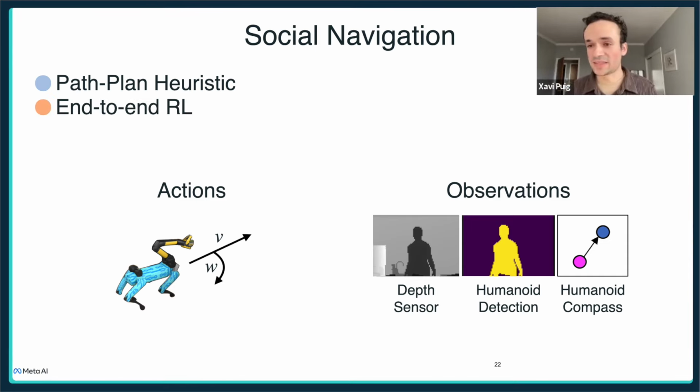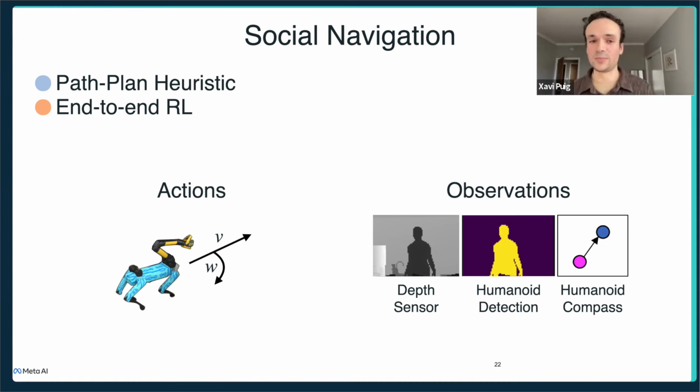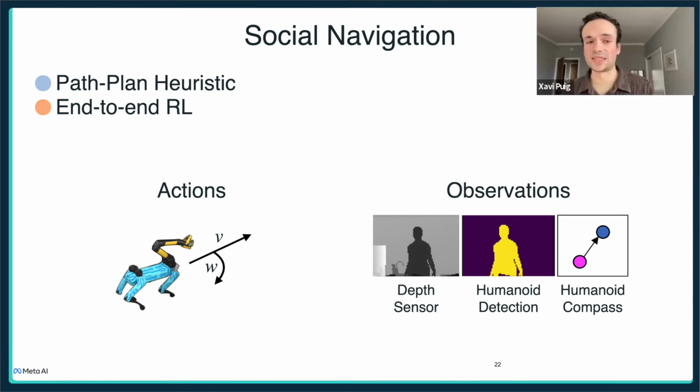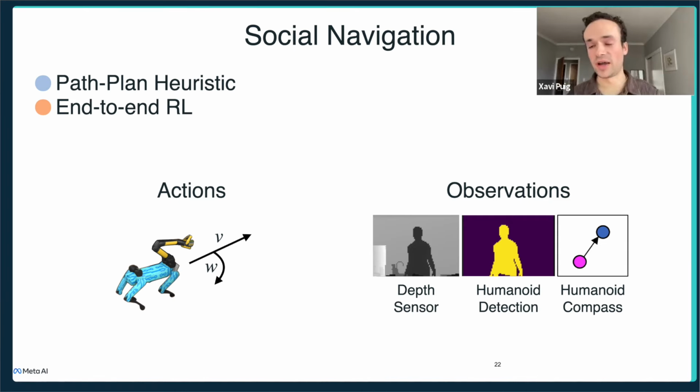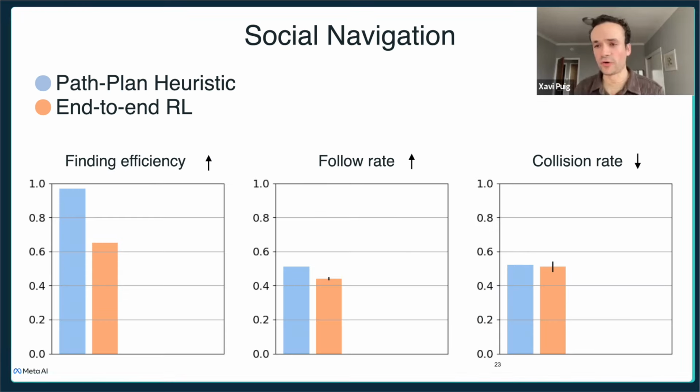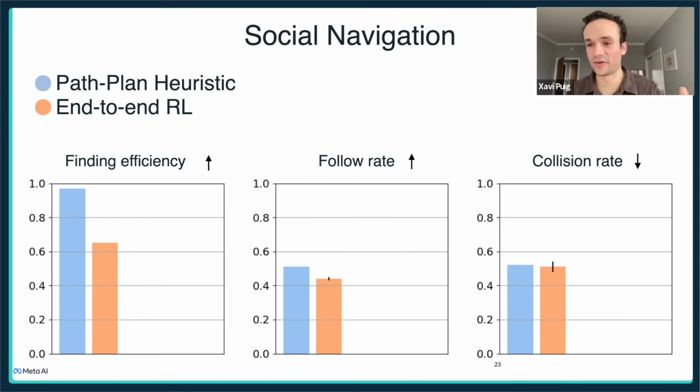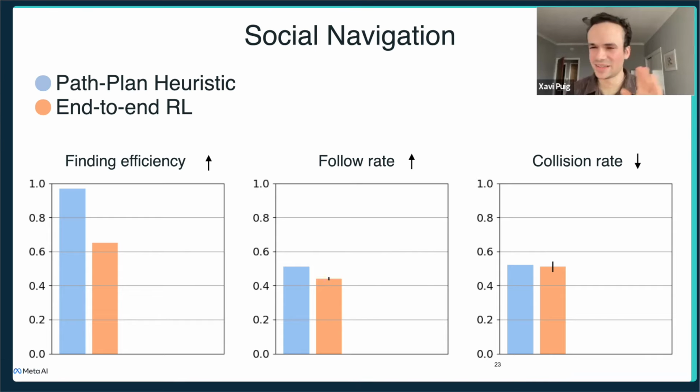And a learning-based baseline where we'll have the robot trained with reinforcement learning. It will only take as input this depth sensor, the humanoid detection, and the compass. And this policy will be outputting velocity actions to follow the human effectively around the house. If we look at the metrics that I was describing before, of course, the path planning Oracle baseline is much more efficient at finding the human. It's still not perfectly efficient.